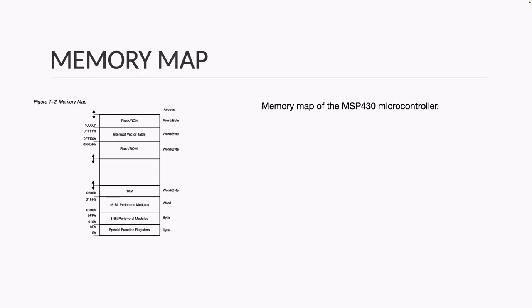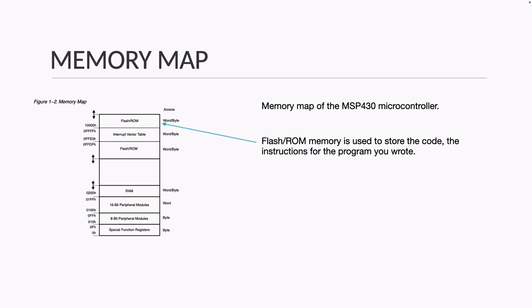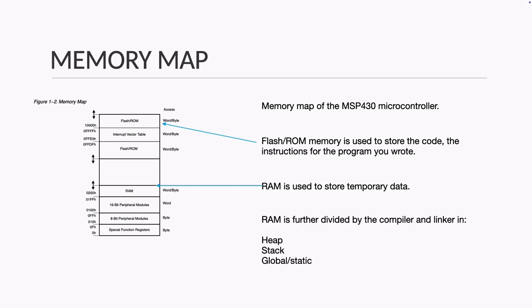The memory map of a microcontroller is the layout of how the memory is structured inside the chip. Flash is used to store the code, the instructions for the program that you wrote. RAM is used to store temporary data. RAM is further divided by the compiler and linker into Heap, Stack, Global, and Static.